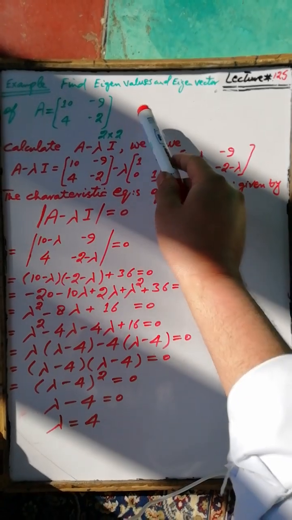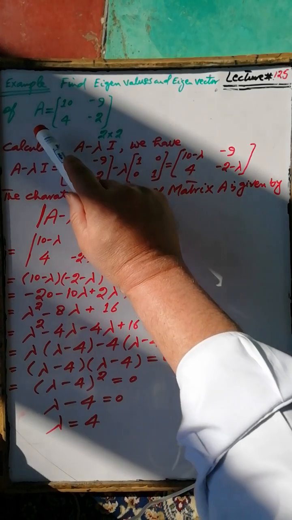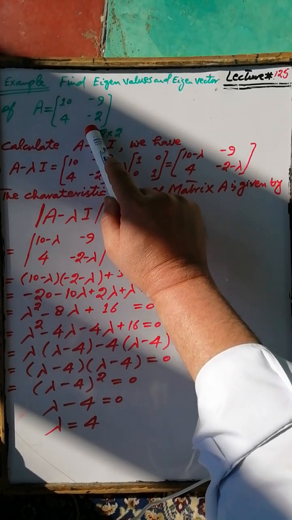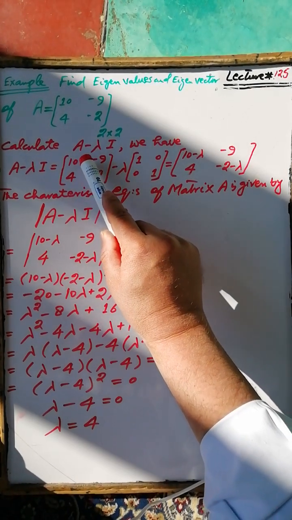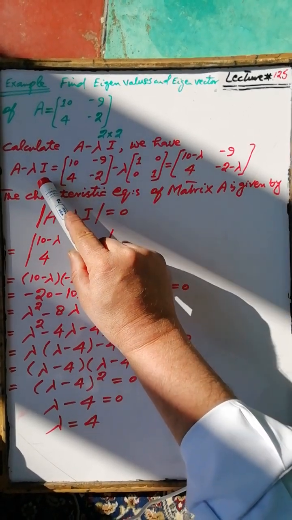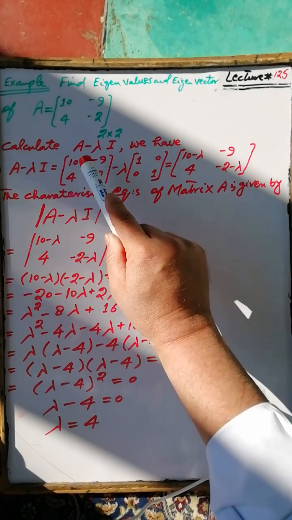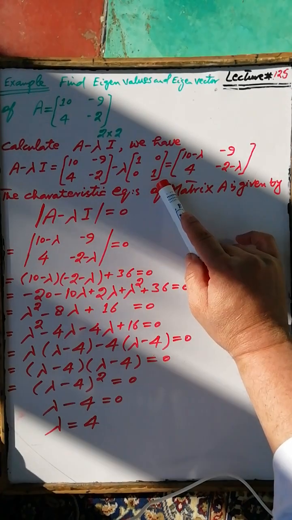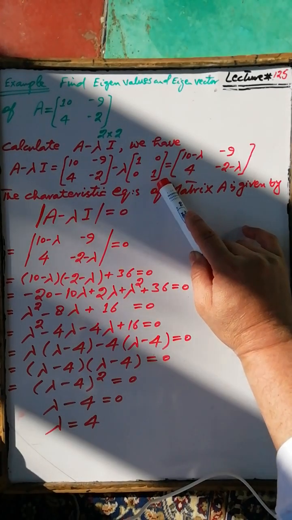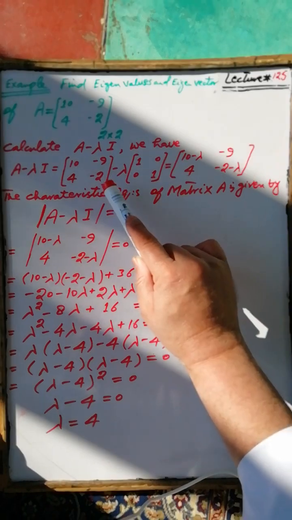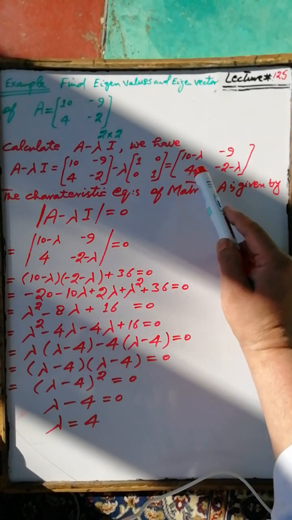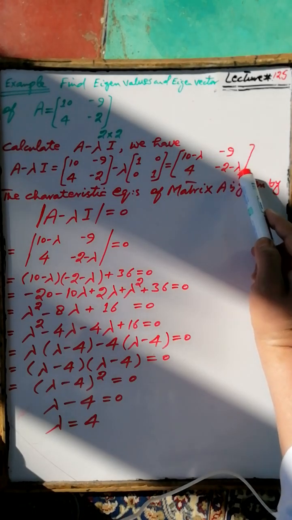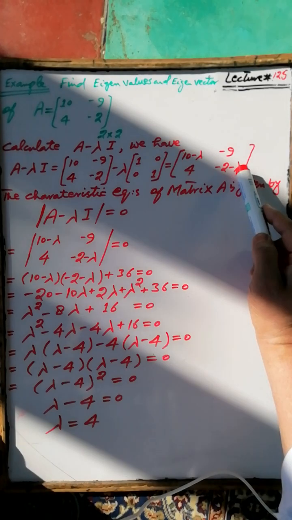Example: find the eigenvalue and eigenvector of a matrix A containing the elements 10, minus 9, 4, and minus 2. First, calculate the matrix A minus lambda I. We have A minus lambda I is equal to A, the given matrix, minus lambda multiplied by I, an identity matrix such that the order of the identity matrix I is equal to the order of the matrix A. After the calculation, the resultant matrix contains the elements 10 minus lambda, minus 9, 4, minus 2 minus lambda, a resultant 2 cross 2 matrix.